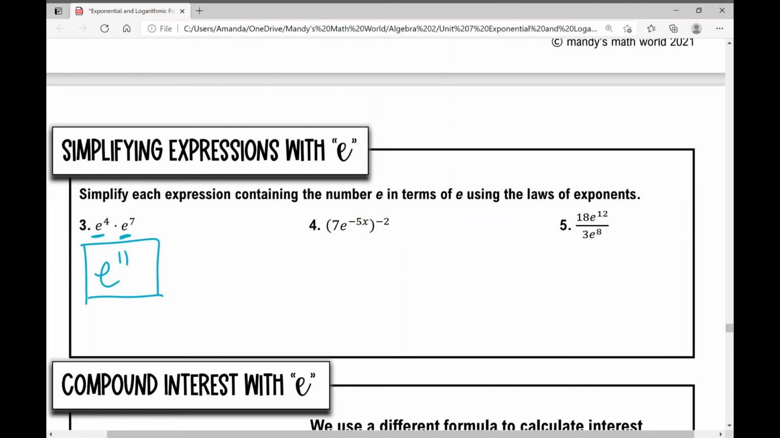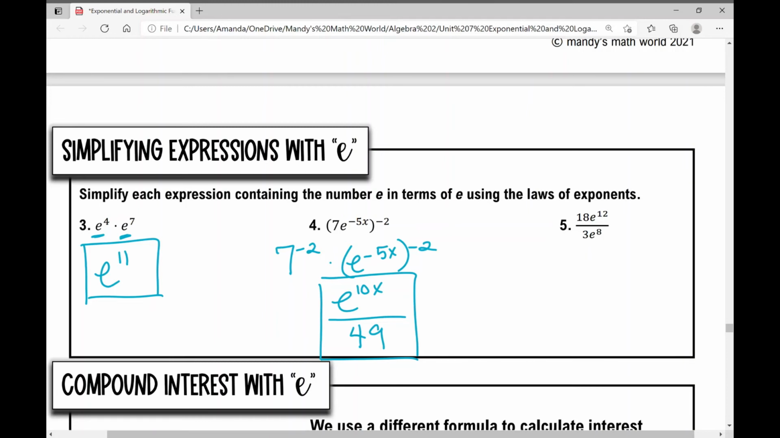On number 4, I'm going to use the power rule. I've got 7 times e to the power of negative 5x, all raised to the power of negative 2, which means 7 is going to get raised to the power of negative 2. e to the power of negative 5x is also going to get raised to the power of negative 2. So e to the power of negative 5x raised to the power of negative 2 is e to the power of positive 10x. And then 7 to the power of negative 2 is 1 over 49, so I'm going to put that 49 in my denominator. And that's how I would simplify that problem.